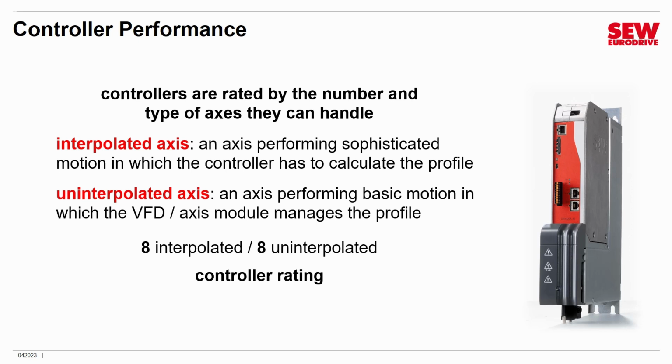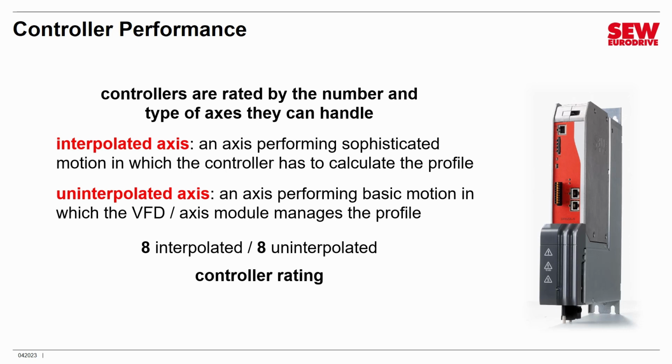And applications could be all uninterpolated axes. It could be all interpolated, or it could be a mixture. So the controller rating is saying what the computing power of the controller is. So you can guess the total number of axes is 16, but you definitely can't do 16 interpolated axes. It just does not have that power.